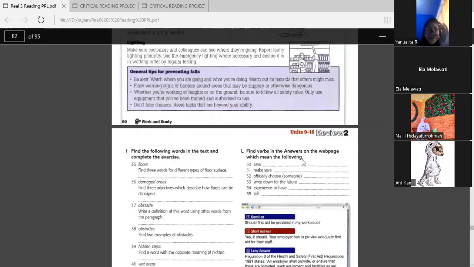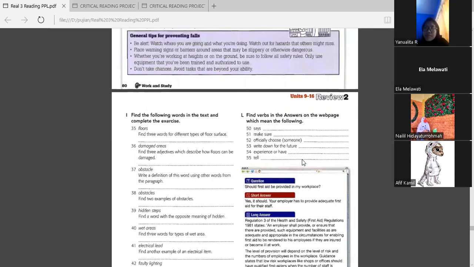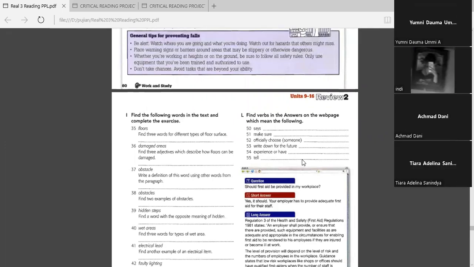Thea, Ananda. Go on, Thea. Yes, sir. Please answer that, the one on L. Find the following words in the text and complete the exercise. Flowers. Three words for different types of flowers.